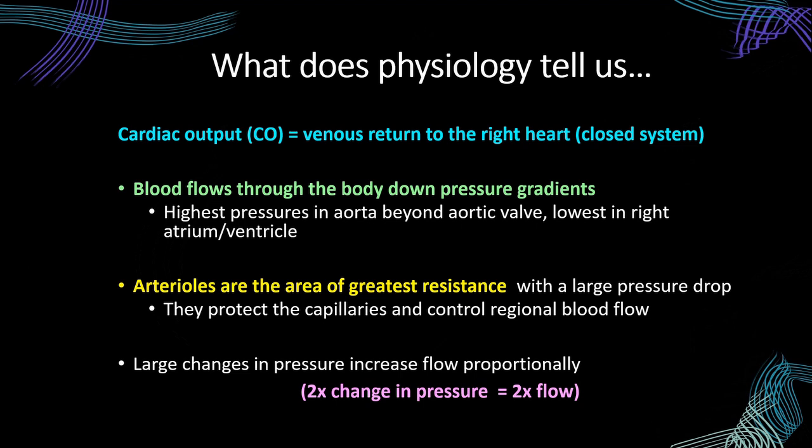So in summary, what does the physiology tell us so far? The cardiac output equals the venous return to the right side of the heart. The blood flows through the body down pressure gradients from the highest pressure right beyond the aortic valve to the lowest in the right atrium. The arterioles are the area of greatest resistance with a really large pressure drop occurring, and large changes in pressure will increase the flow proportionally. So if I double the change in pressure, I will double the flow.